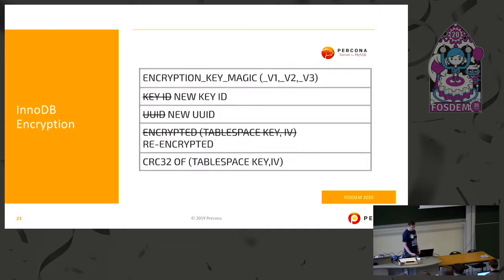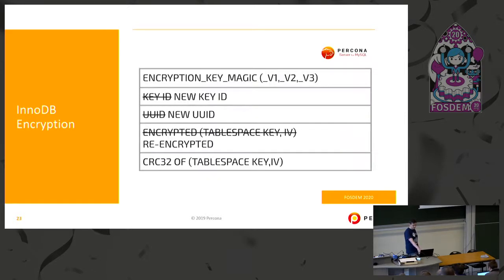And how does it look? So we re-encrypt the tablespace key and IV with the new master key, and we change the key ID and UUID to the new ones. So it will all point to one master key. We don't have to update the checksum of the tablespace key and IV because it always stays the same.